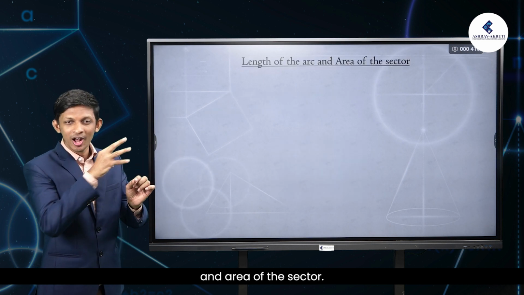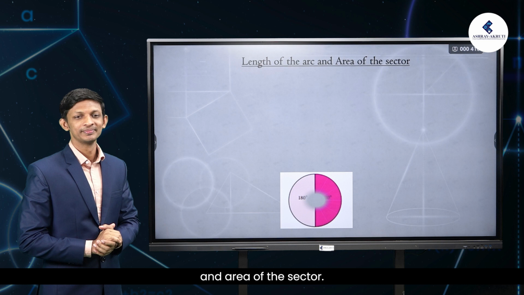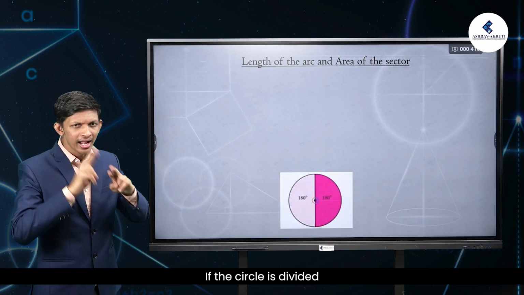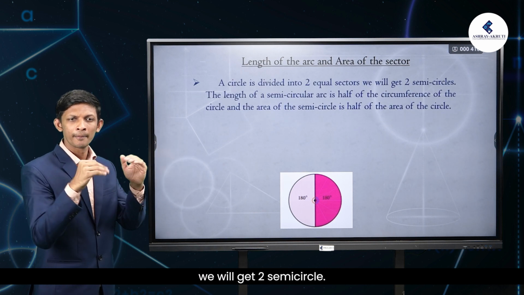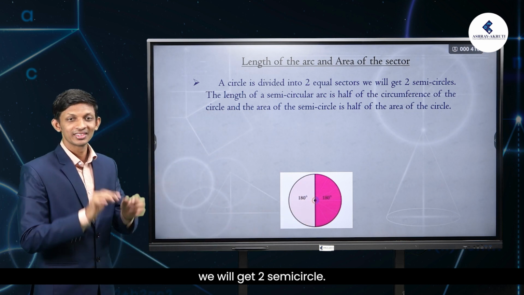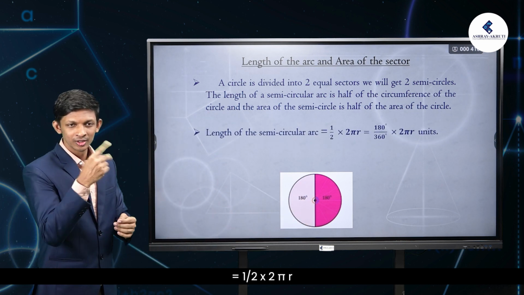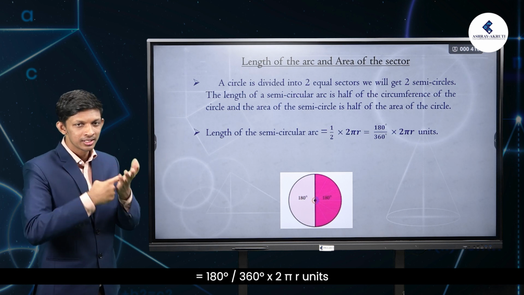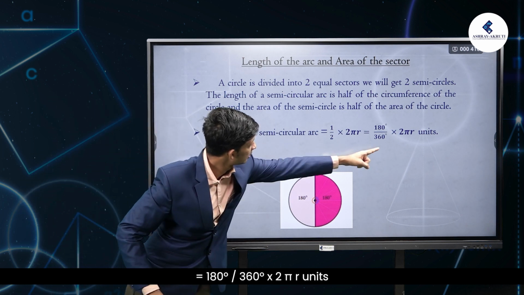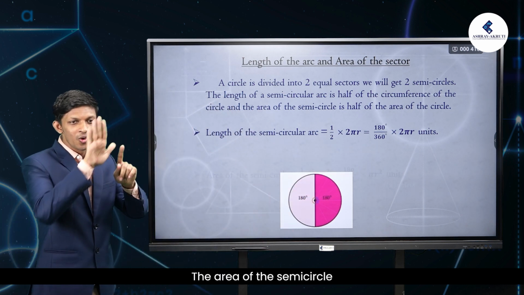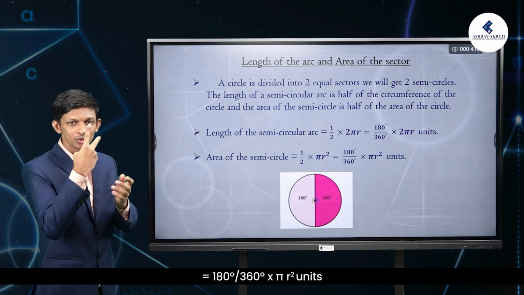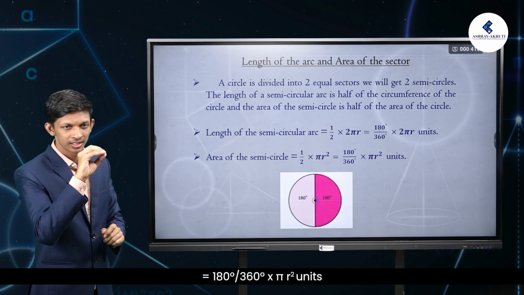Length of the arc and area of the sector. First, let us take a circle. If a circle is divided into two equal sectors, we will get two semicircles. Length of the semicircular arc is equal to 1 by 2 into 2 pi r, which is equal to 180 by 360 into 2 pi r units. Area of the semicircle is equal to 1 by 2 into pi r square, which is equal to 180 by 360 into pi r square units.